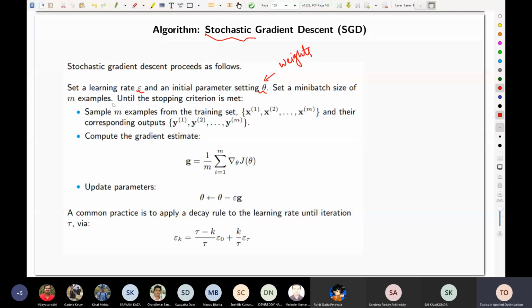Set a mini batch size of m examples until the stopping criteria is met. So now you are setting a mini batch size of m samples. Sample m examples from the training set and their corresponding outputs. So you have many samples, but then from there you will take only m of them, and then the corresponding labels, and then you will compute a gradient only on those m of them. Okay, so remember what is the full gradient?